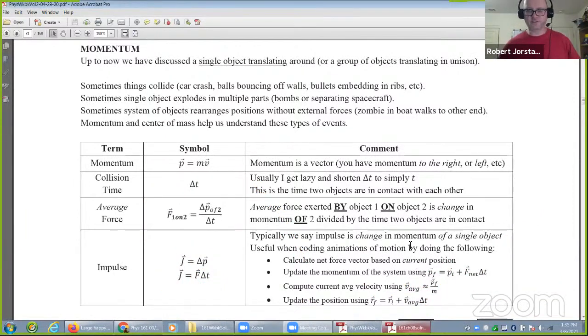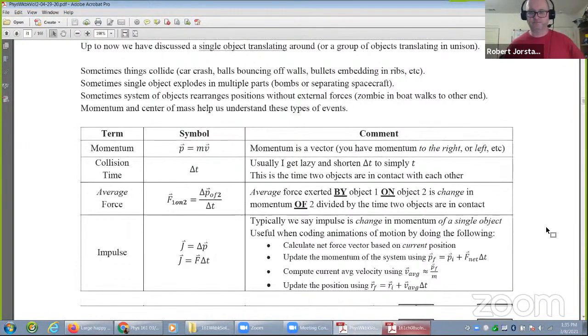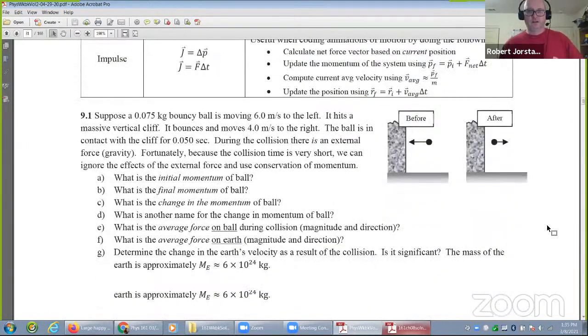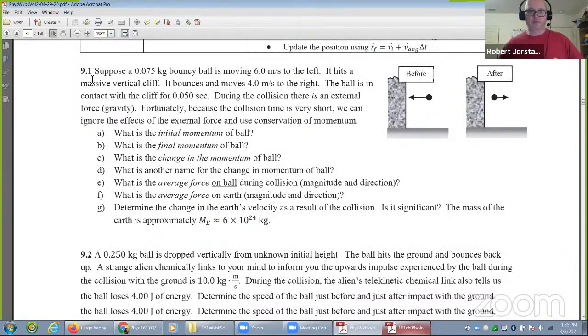Euler-Kromer method. Any questions about that? All right. Let's get to a problem. Let's start with this one. We got to start simple.